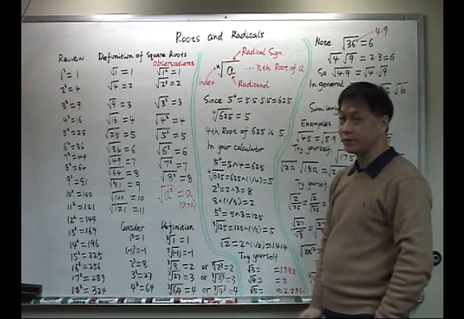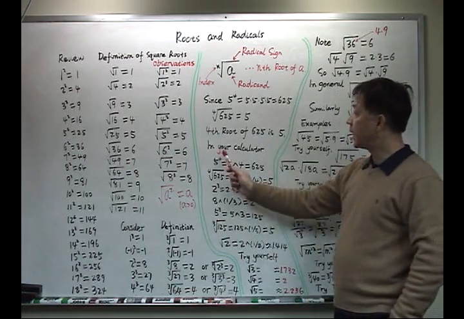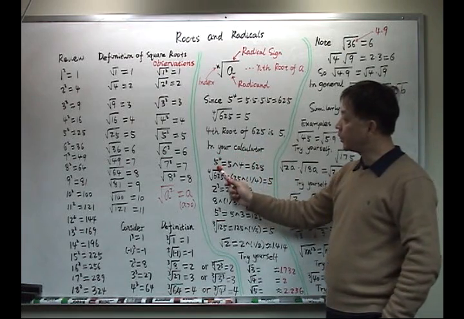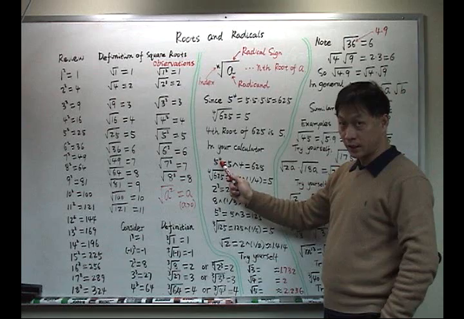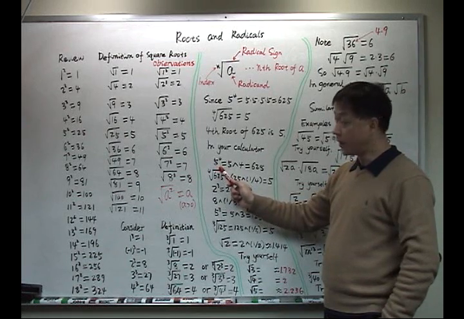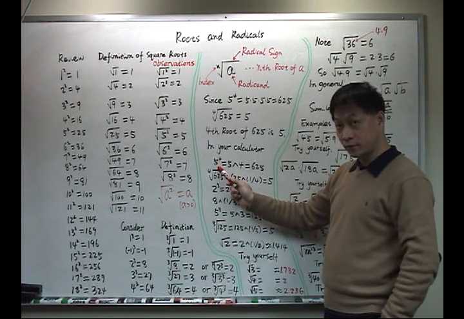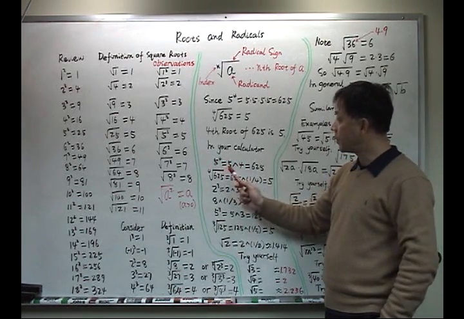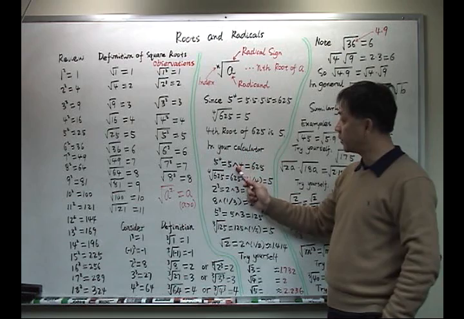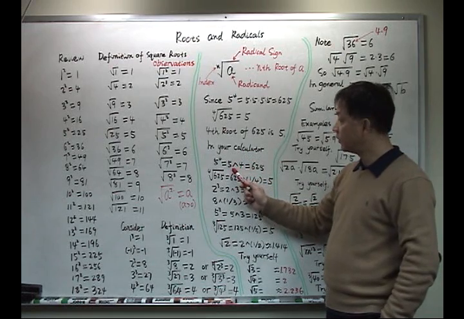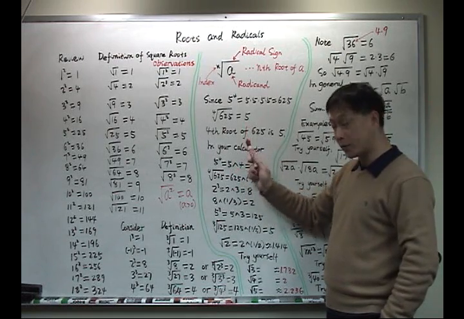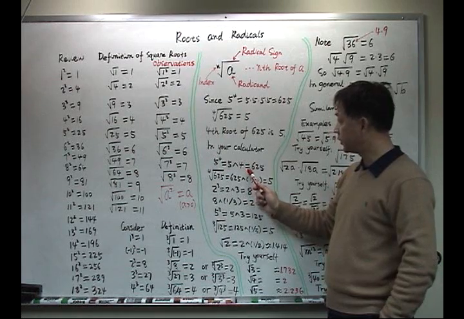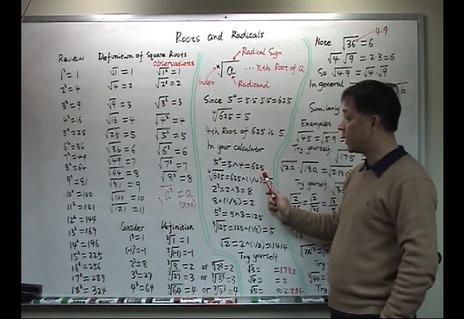Read as fourth root of 625 is 5. In your calculator, how do you calculate 5 to the fourth? 5 to the fourth is not 4 times 5. 5 to the fourth is not 20. 5 to the fourth can be calculated in your calculator by this sign: 5, arrow to the top, 4, equals 625.